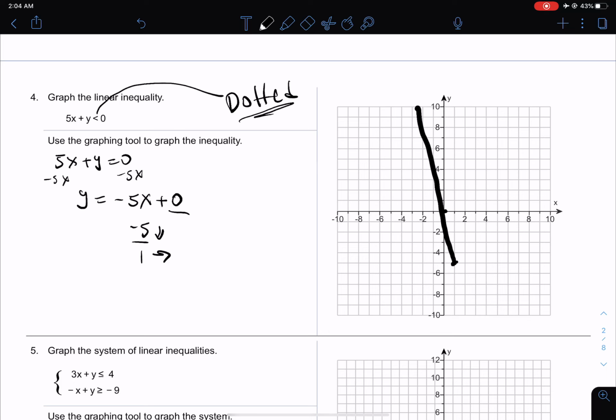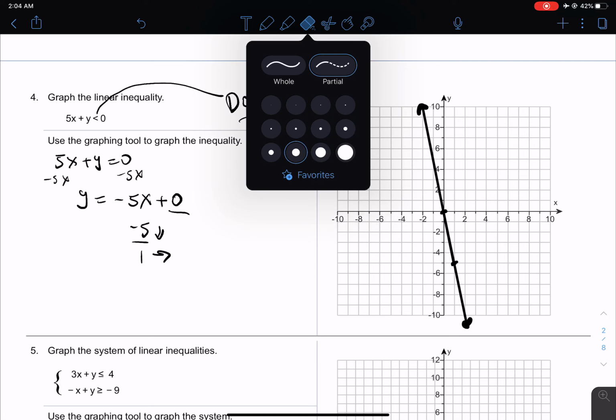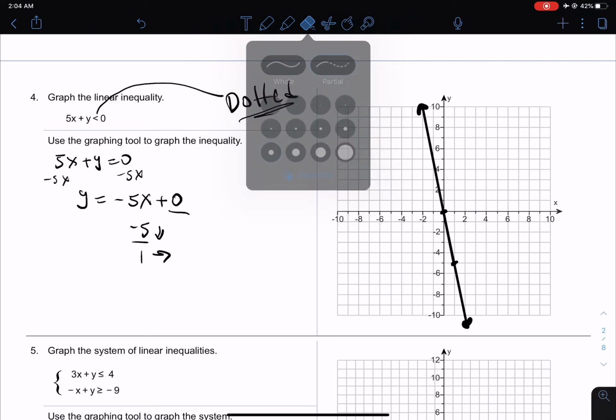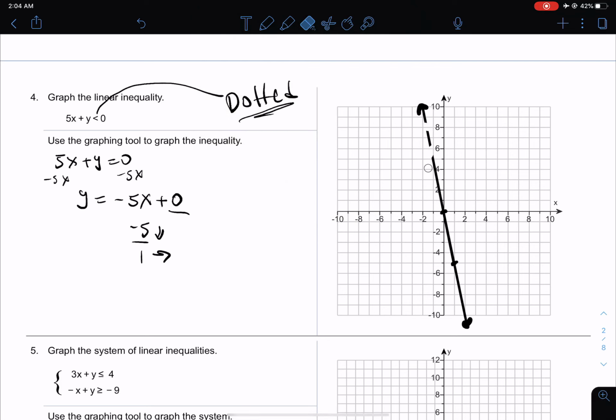Of course, when you do this in MyMathLab, they have a function that dots it for you. So you just have to be aware of that. And there it is. And my dotting function is this little guy right here. And I just come through, and I guess I could just go like this, probably. Look at that.